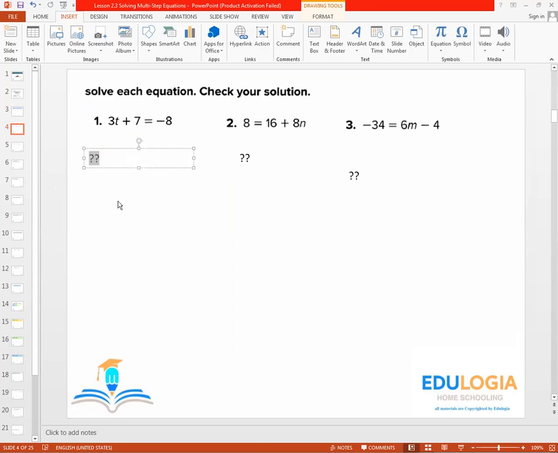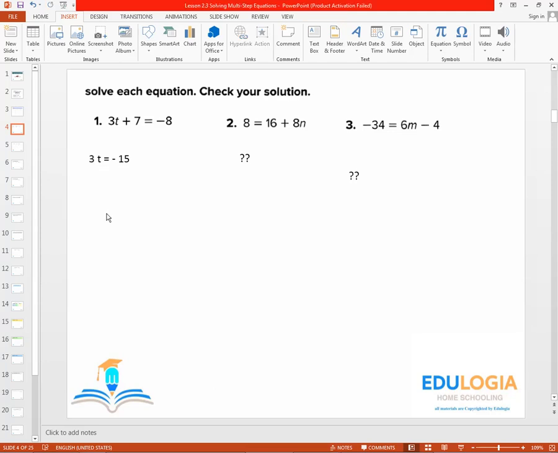We have here 3t equals negative 8 and minus 7, because positive 7 on the left is the same as negative 7 on the right. Now we can add negative 7 and negative 8. It is negative 15 on the right-hand side.